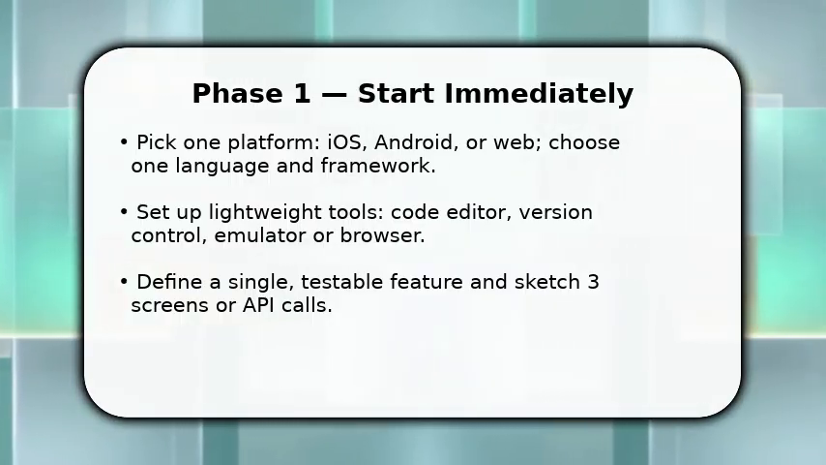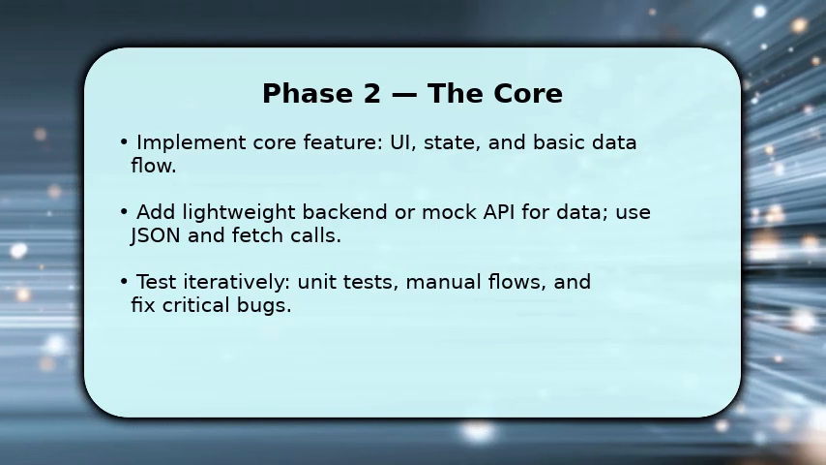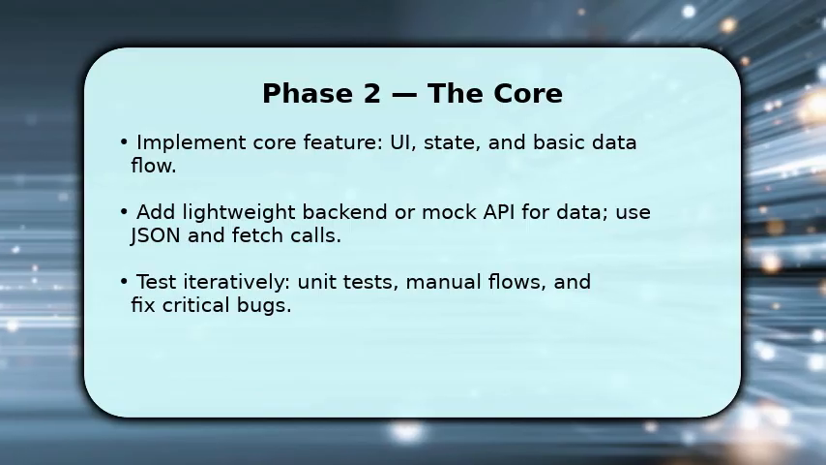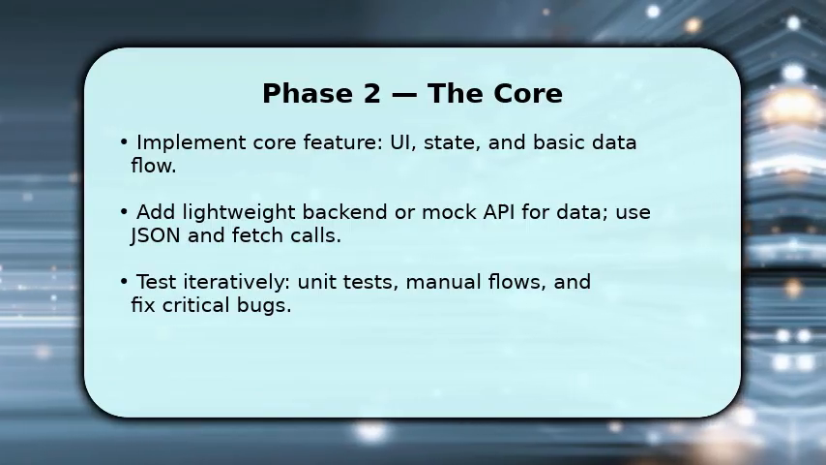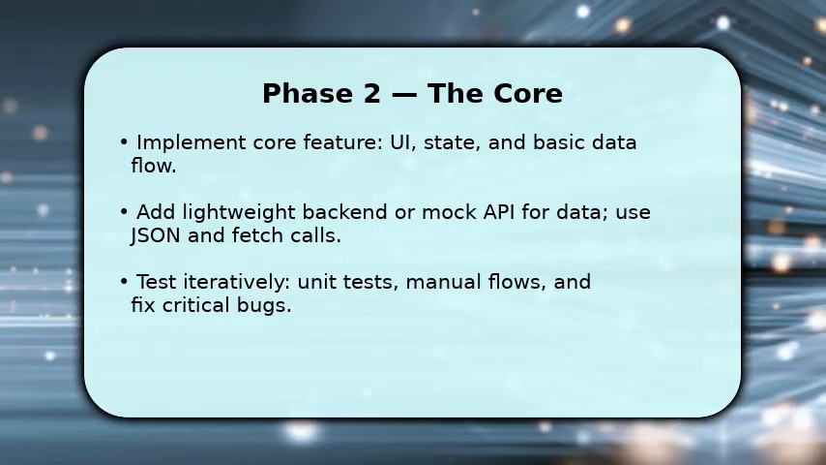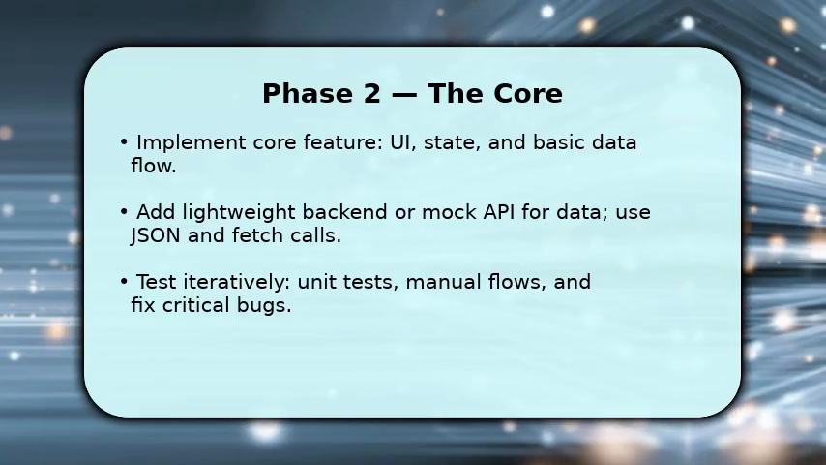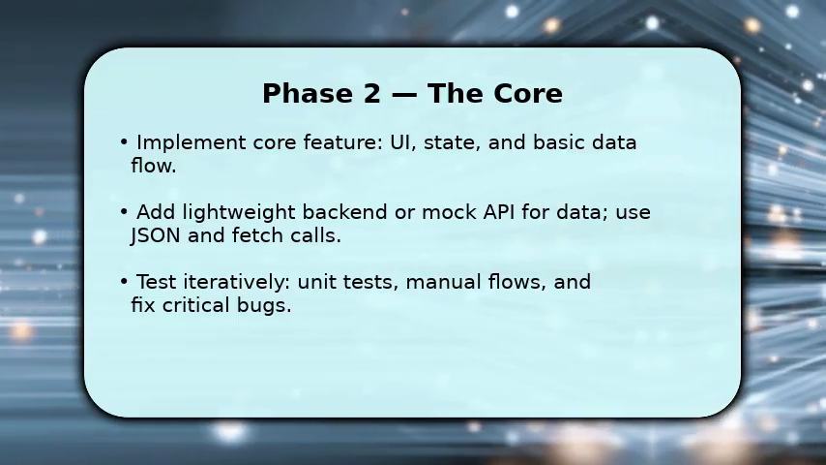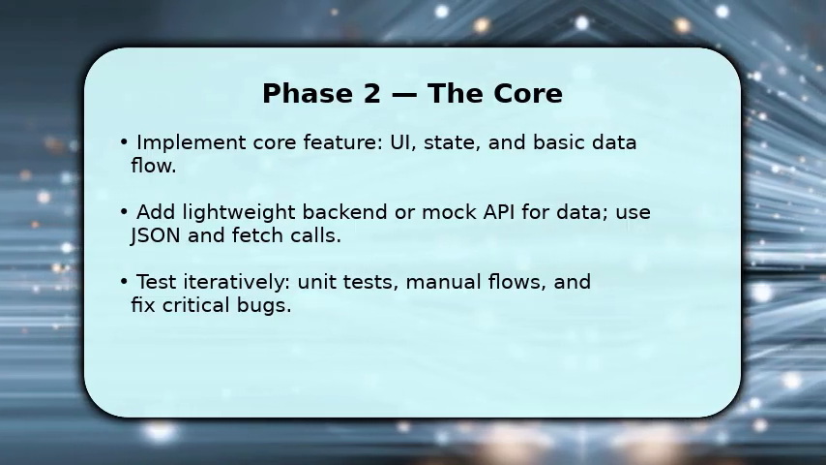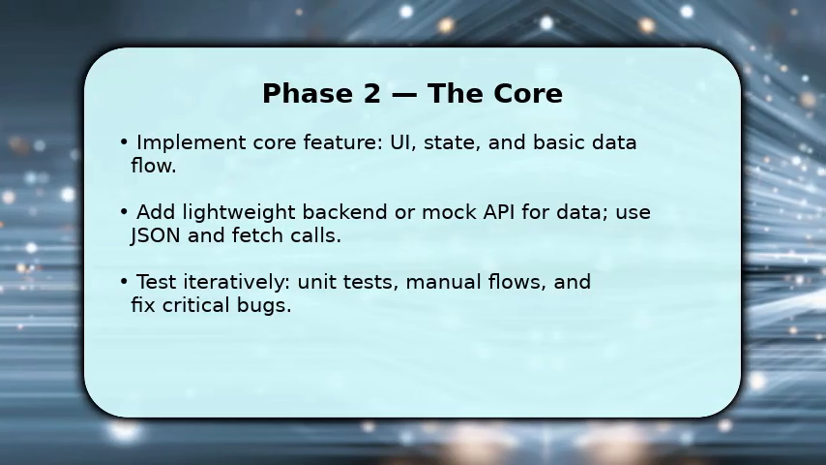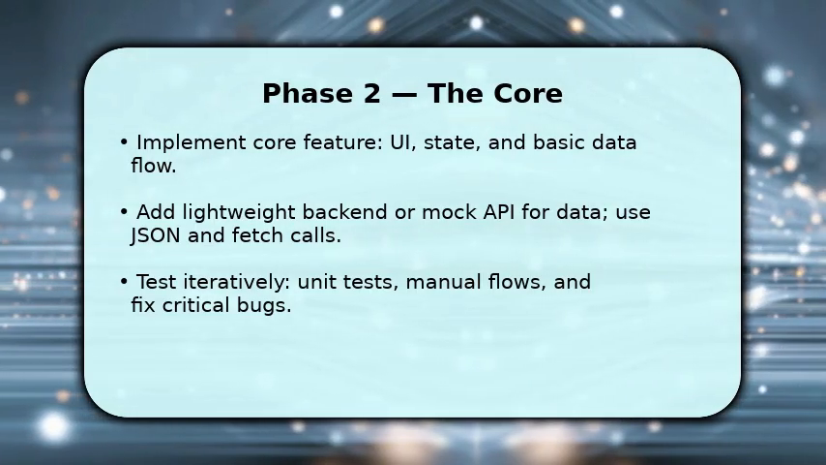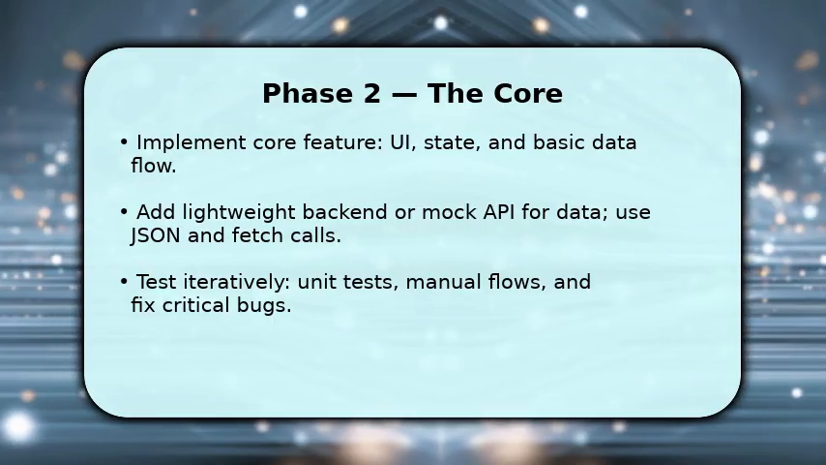before moving on. You now build the app's core. Implement the UI for your main feature and wire state or props so data flows predictably. Connect to a simple backend or a mock JSON endpoint. Use Fetch or the platform's HTTP client. This lets you develop front-end and back-end concurrently. Once you have a working flow, write small unit tests and exercise manual edge cases. Make incremental commits, and run the app often so regressions are caught early and the core stays stable.